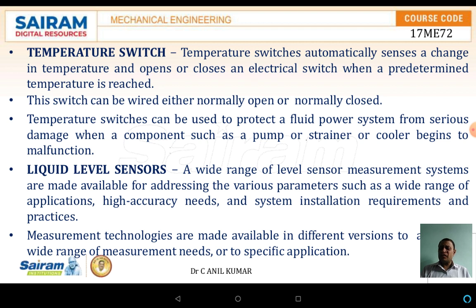The liquid level sensors. These liquid level sensors are used for the measurement of height in the case of tanks, or in the case of system lines, addressing various parameters such as a wide range of applications, the high accuracy needed, and the system installation required. The measurement technologies are made available in different versions.